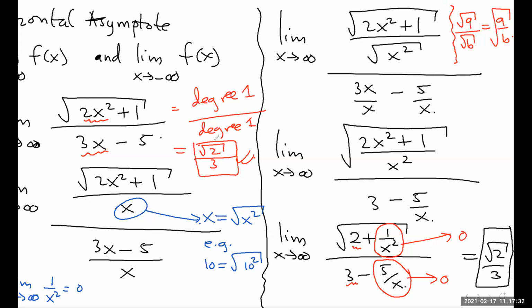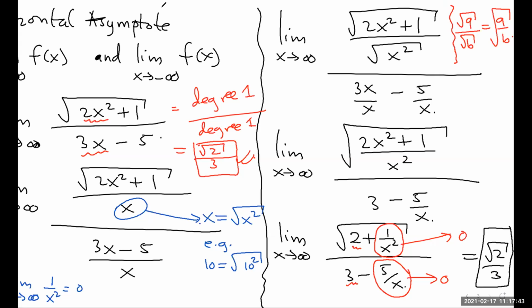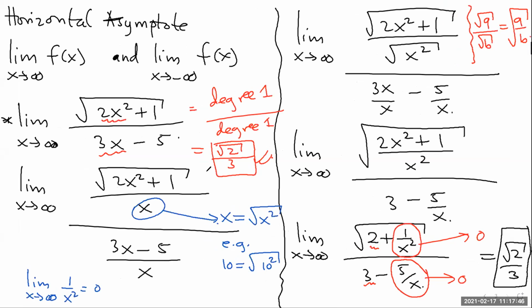Wait, so is that second equation below our original one an example, or is it continuing on? Which one? The square root of 2x squared plus 1 over x? Is it this one? The one directly below where you have the degree 1 over degree 1. Oh, this one? To the left of that. This one? Yeah, I'm not sure where that came from.